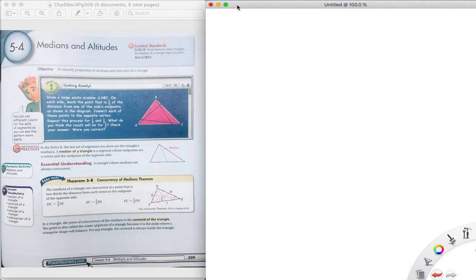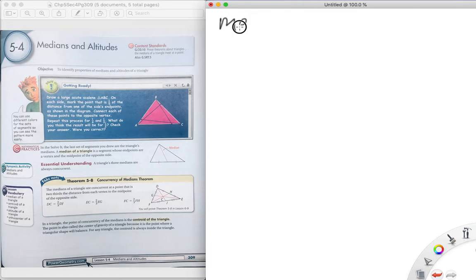So this is Geometry Chapter 5, Section 4, Medians and Altitudes. Okay, so we have a triangle. This is a median, actually. Let's talk about median and triangle.